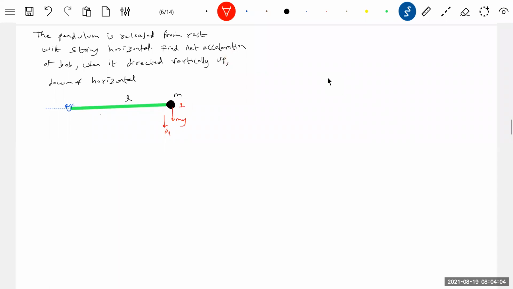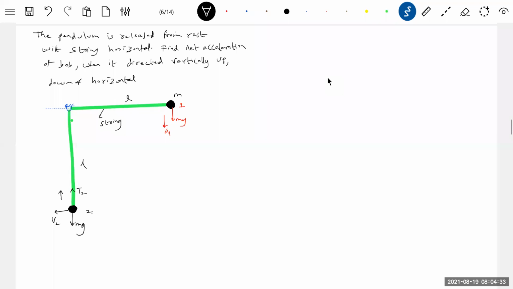Next, when the string becomes vertical, it will acquire, let me call this point 2. This is the string. Then here mg, tension T2, you write it. How to calculate this speed V2?